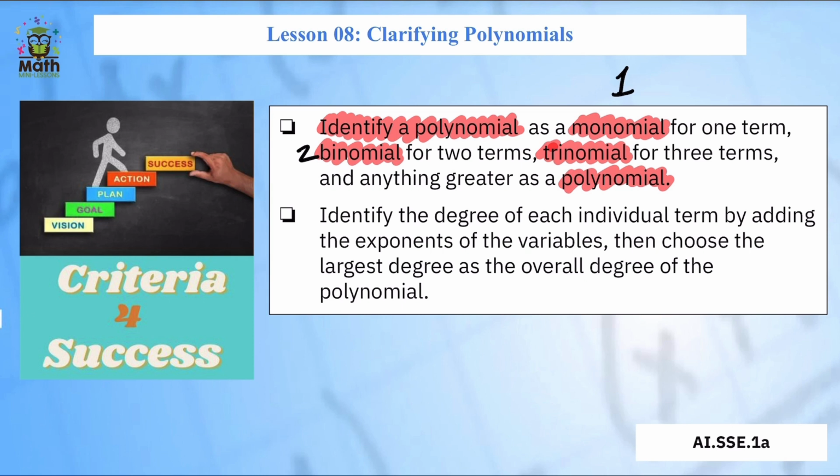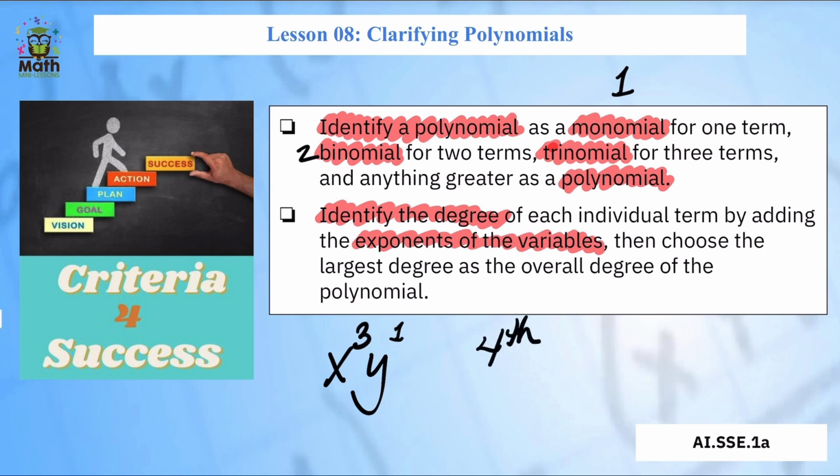We just say polynomial. And then we can identify the degree, and we do that by adding the exponents of a variable. So for example, if I have something like x to the third y, I would add these together. There's actually a little one here for the y. So this would be a fourth degree.